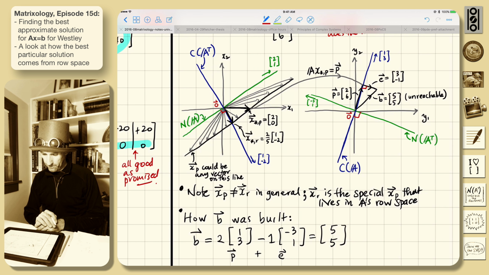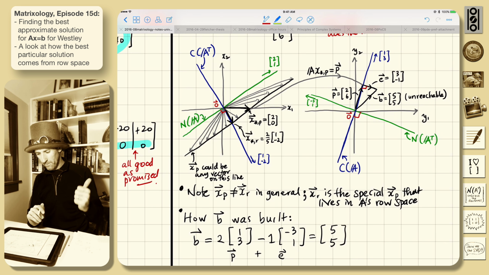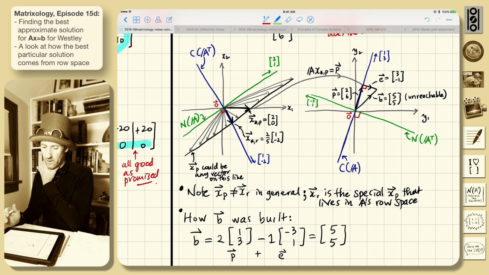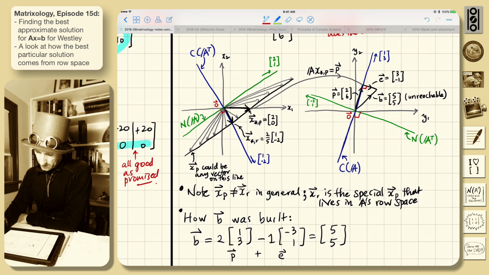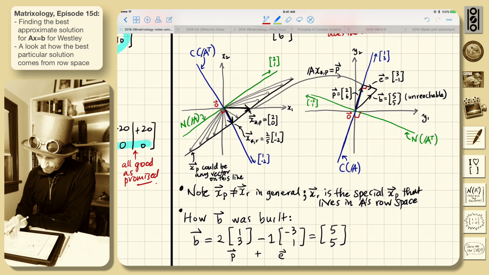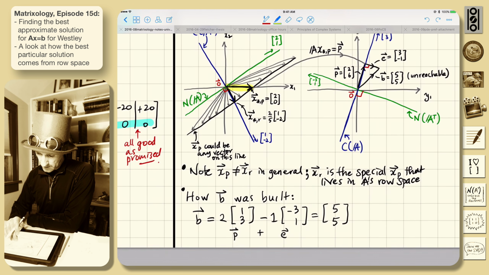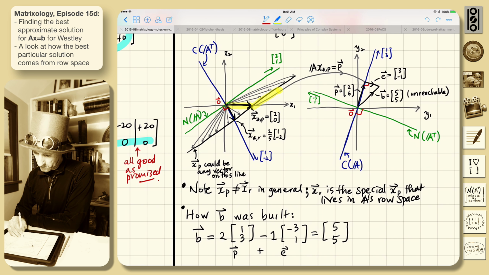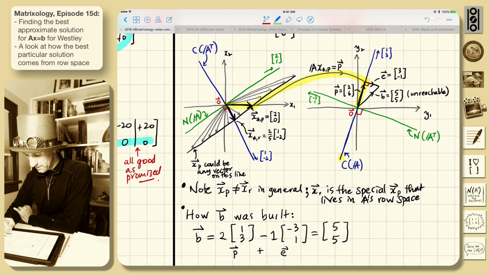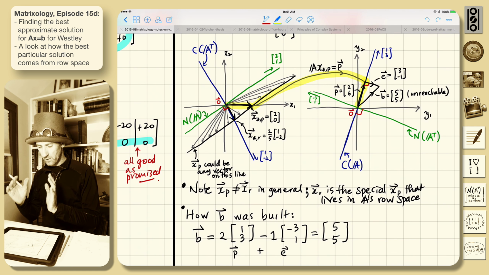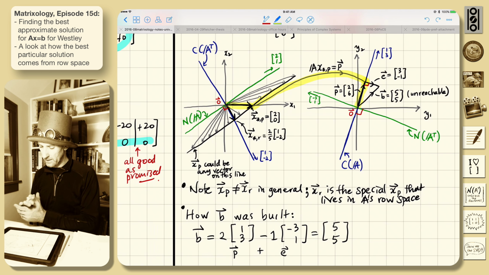Okay, so there's a lot going on here. Now, we figured out this big picture for Westley before, so let's look at it again. This is our solution, 2, 0. Let's go back here, right? It's 2, 0. A times 2, 0 sends us to 2, 6, which is in the column space of A. The column space of A is any multiple of 1, 3, 3. Again, something worked out before, but it's a very simple matrix, so you can see that that's true.